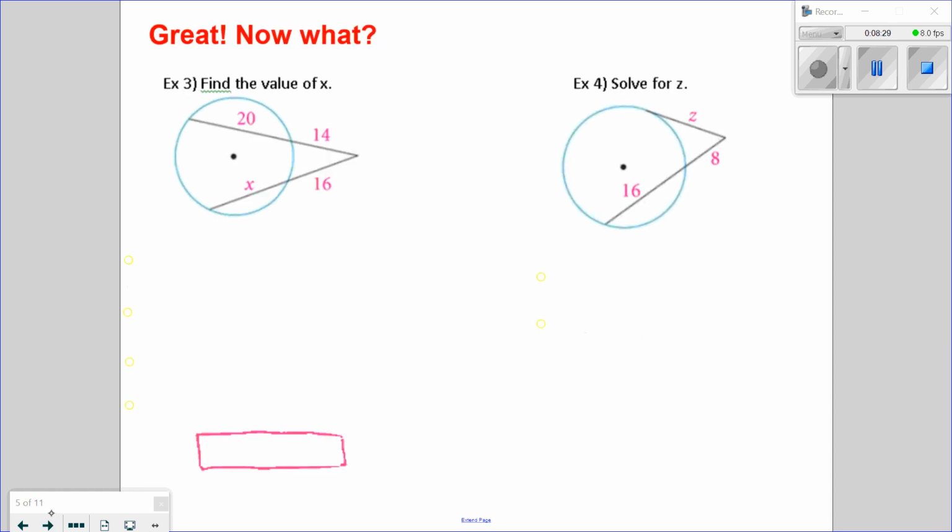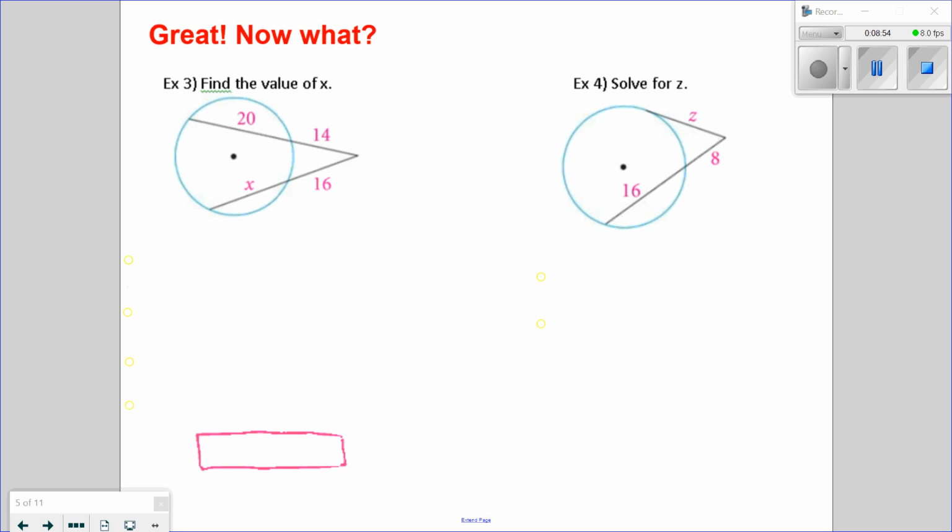Now let's use the other rules. So what do we do next? We're looking for the value of x. If you think you know what you're doing, pause the video, do the calculations, and turn it back on, and I'll go through it. If you feel like you need me to guide you through it, then stay with me. Here we go. So the rule was it's the outside piece of 14 times the whole length of 14 plus 24. That's one side of my equal sign.